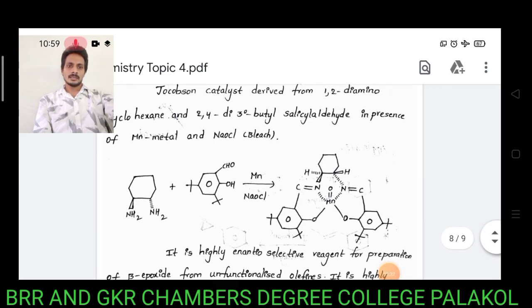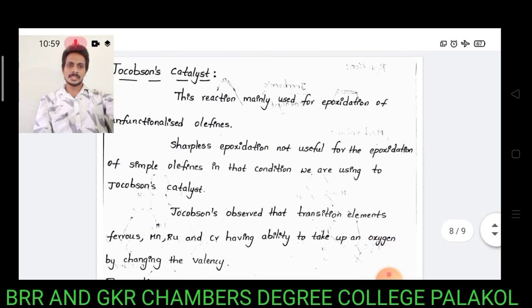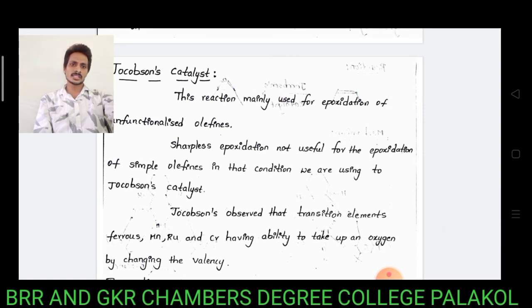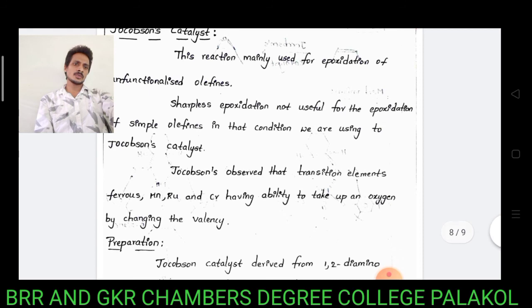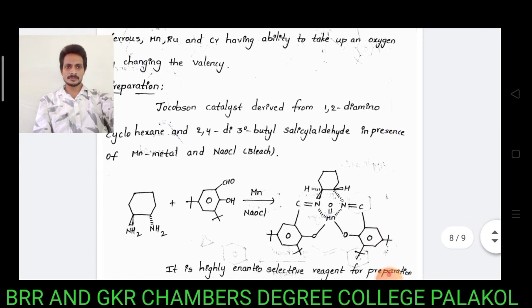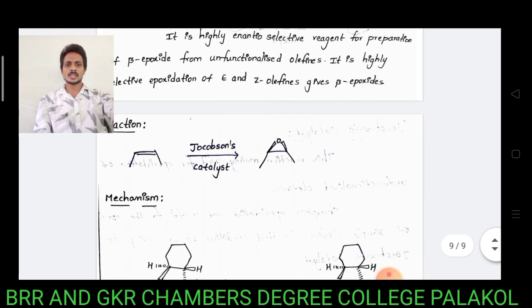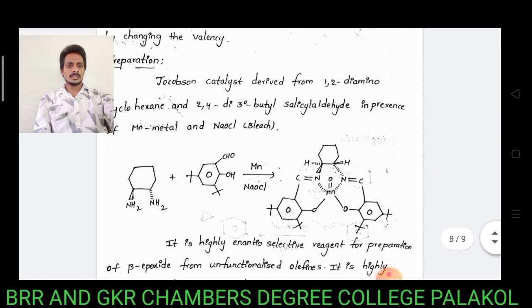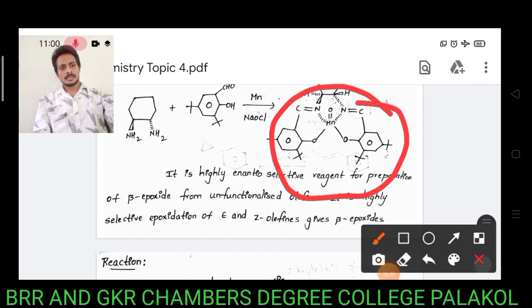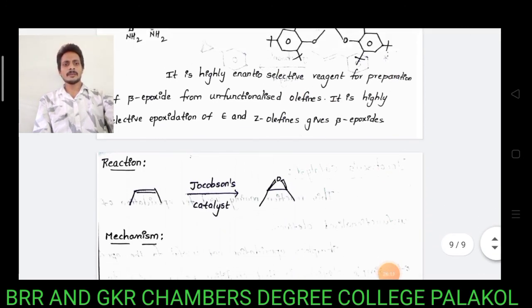Okay, I repeat once again, Jacobsen catalyst is a selective, useful reagent for unfunctionalized olefin systems. Sharpless epoxidation is only useful for epoxidation of allylic alcohols, whereas unfunctionalized olefin systems, either E alkenes or Z alkenes, react with Jacobsen catalyst and give beta epoxides. Jacobsen catalyst is prepared from diaminocyclohexane and 2,4-di-tert-butyl salicylaldehyde in the presence of manganese metal and sodium hypochlorite bleach. It gives the corresponding Jacobsen catalyst, and this catalyst reacts with alkene systems to give the corresponding beta epoxides.